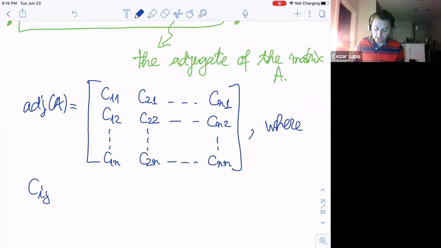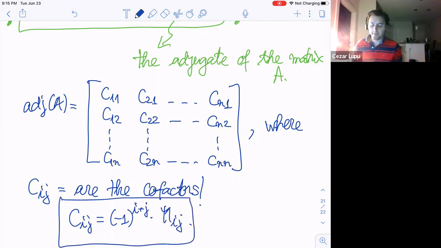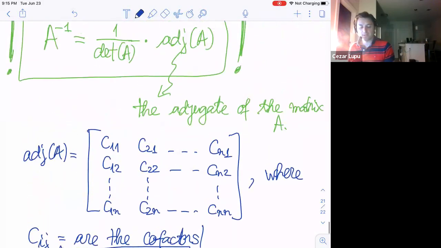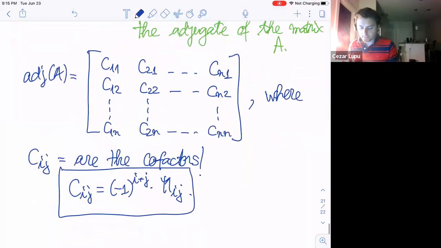where Cij are the cofactors, right? So remember, Cij is nothing else than just -1 to the power i plus j times the minor Mij. That was the formula. But you just transpose this. So instead of rows, you put them on a column. And that's how you compute the inverse of a matrix. So let me give you a quick example.